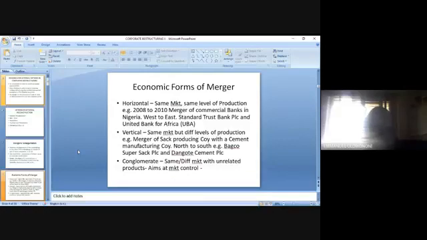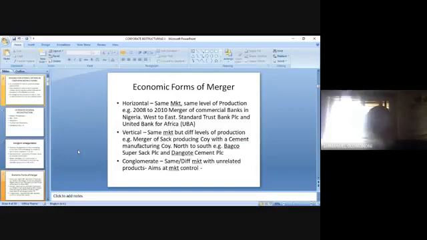So don't forget the technical difference between horizontal and vertical. In vertical, on the other hand, we said they are in the same market, but not in the same level of production. So let me give you another example of what could be a vertical merger.